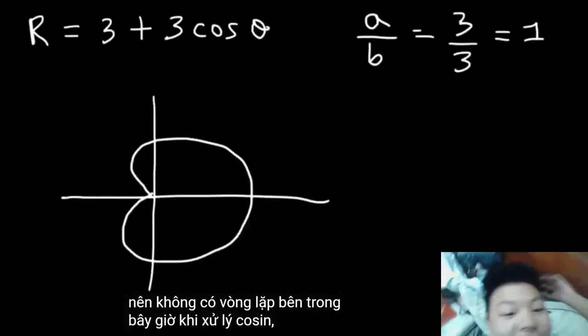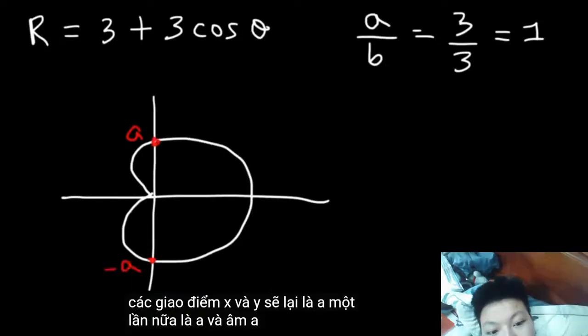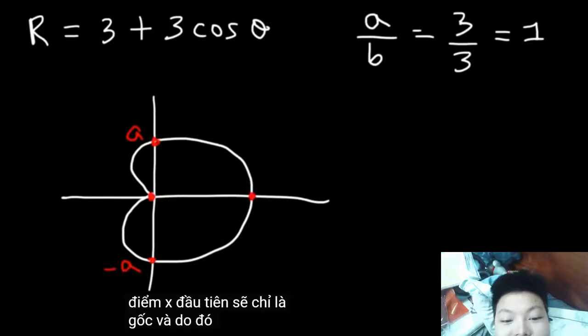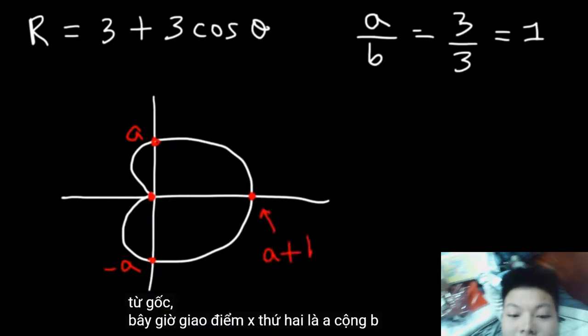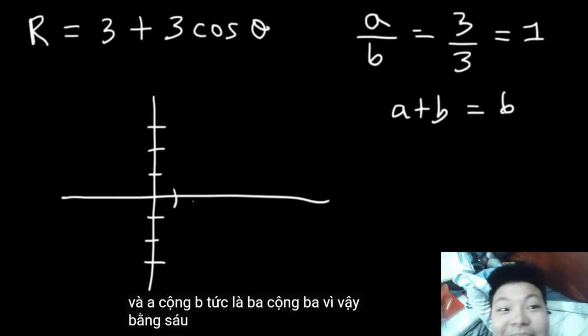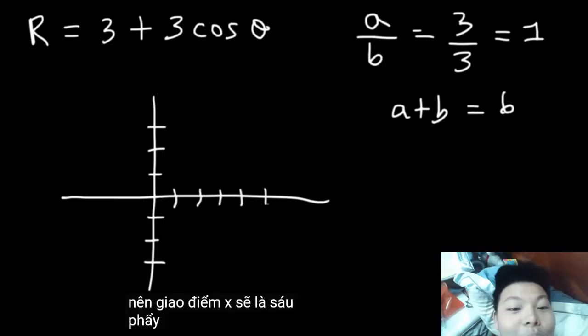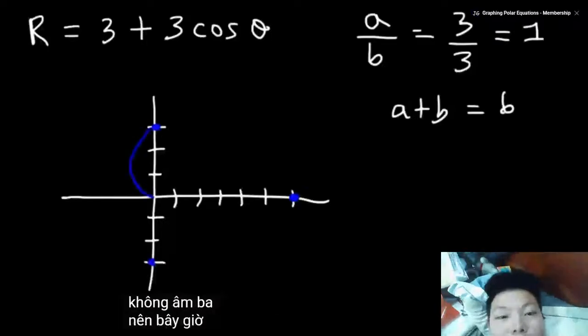Now when dealing with cosine, the y-intercepts are going to be a and negative a, and one x-intercept is going to be the origin. And so we don't have to do anything, it's just going to start from the origin. Now the second x-intercept is a plus b. We don't have the inner loop, which is going to be 6, 0. So now we're going to have to graph it like this.